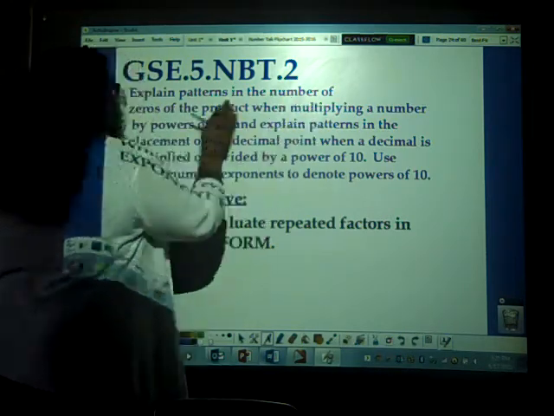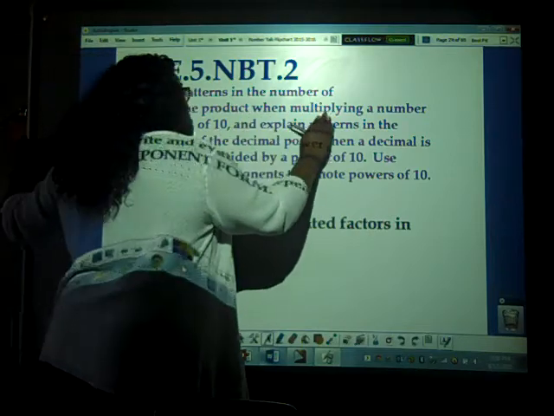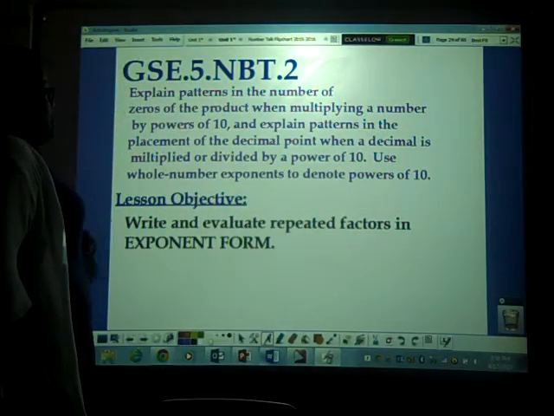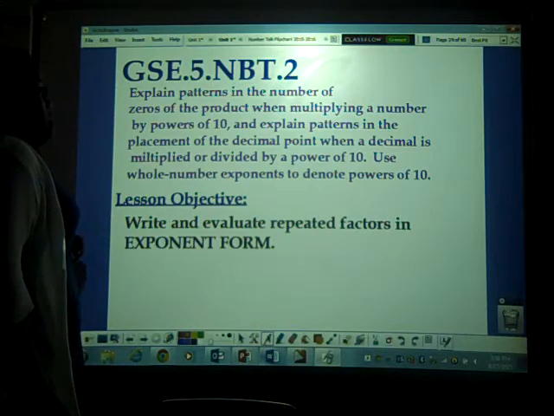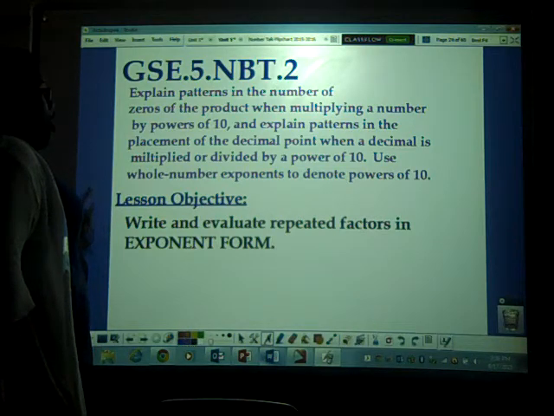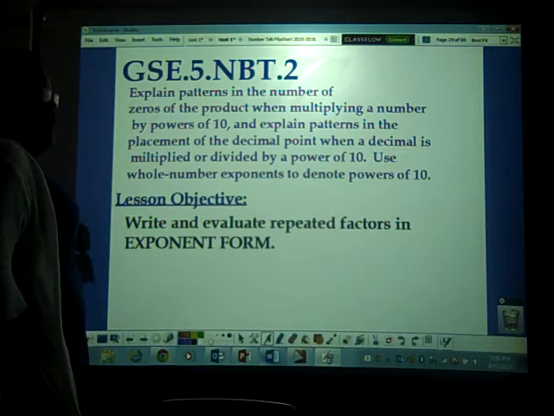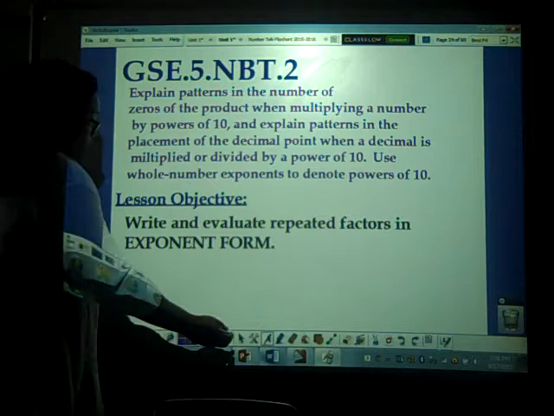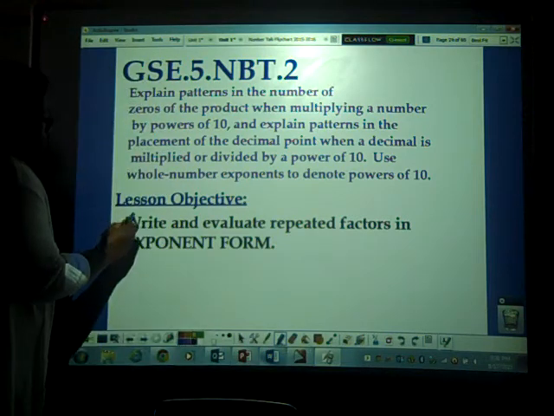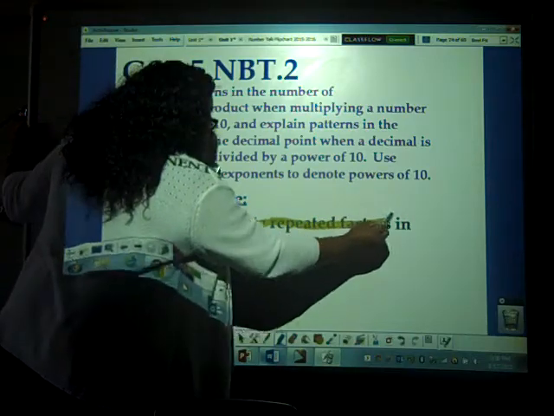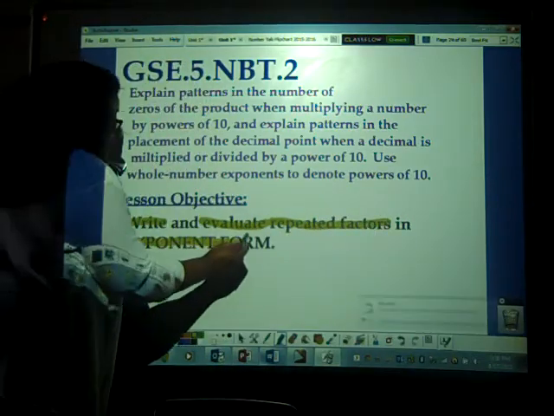Explain patterns in the number of zeros of the product when multiplying a number by powers of 10, and explain patterns in the placement of the decimal point when a decimal is multiplied or divided by a power of 10. Use whole number exponents to denote powers of 10. So in this lesson, we're going to write and evaluate repeated factors in exponent form. So let's highlight. We're going to write and evaluate repeated factors in exponent form.